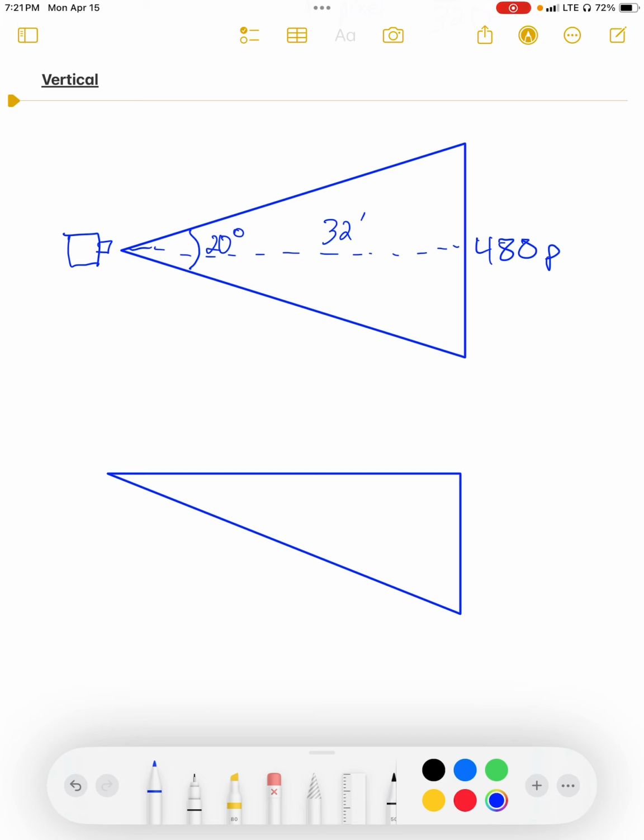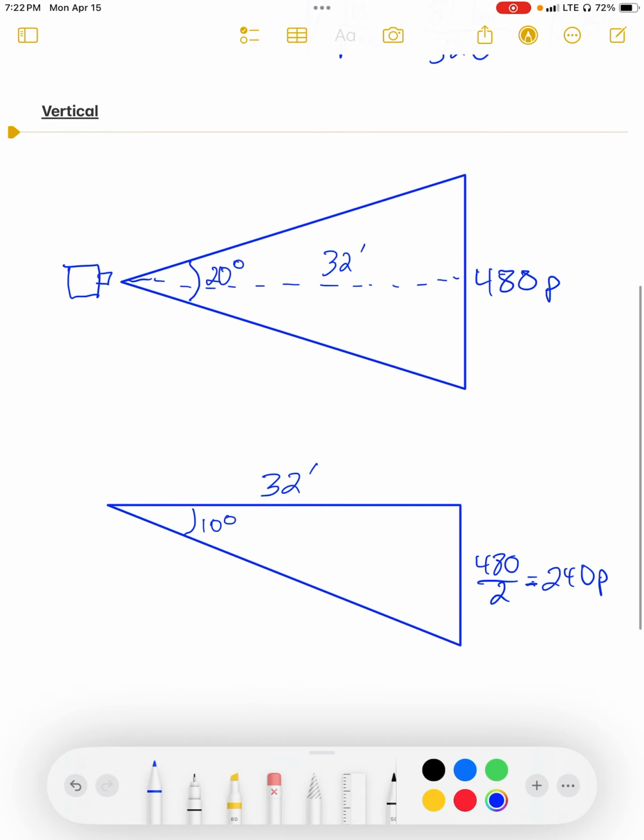Make a nice triangle here. And again, our distance here stays 32 feet. Now our angle here, instead of being 20 degrees, is now 10 degrees, right? Half of that. And half of 480, divided by 2, equals 240 pixels tall. Okay, so we have that.